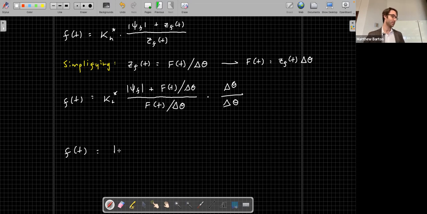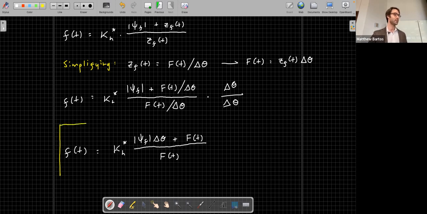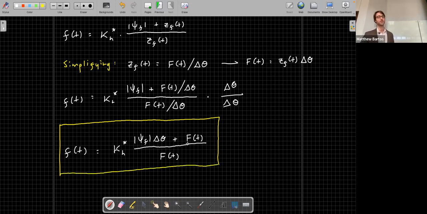We get f of t is equal to Kh star times the matric potential times delta theta plus big F of t, our cumulative infiltration depth, divided by big F of t. Okay. So I'm going to save this equation. This is going to be the equation we use for computing the infiltration rate. But we have a problem because we still need to compute this big F of t, right? Okay, so what can we do about that?